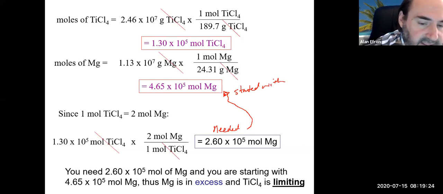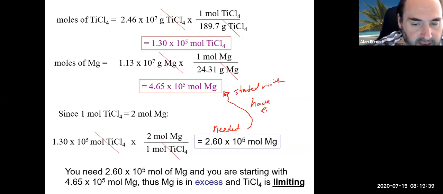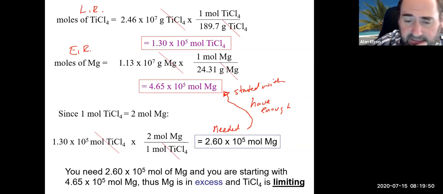And what we see is I needed in this calculation 2.6 times 10 to the 5 moles of magnesium. I started with 4.65 times 10 to the 5 moles of magnesium. I have enough. So I have enough. And because I do have enough, that tells me the magnesium is my excess reagent and the TiCl4 would be my limiting reagent by default.